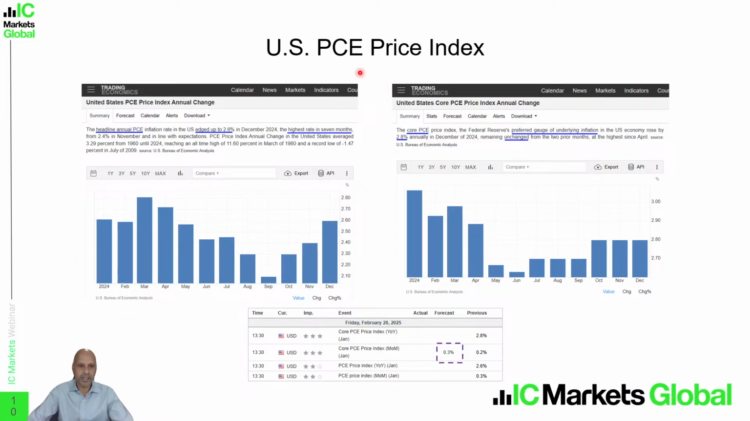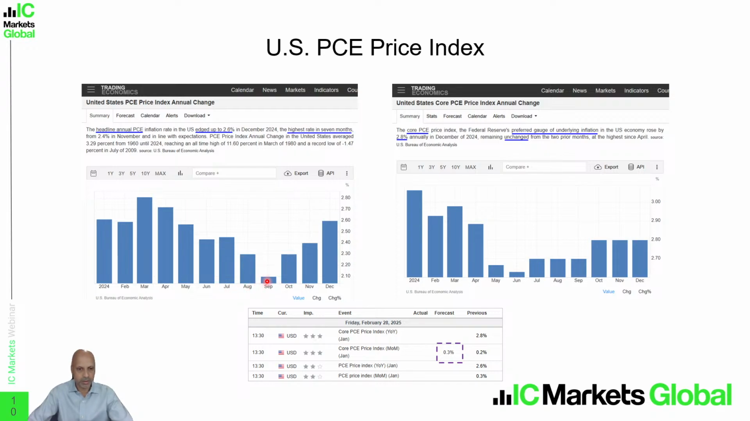Finally, on Friday at 1:30 p.m. GMT time, the PCE price index will be released. This is the personal consumption expenditures index, and this is the Federal Reserve's preferred gauge of inflation. When we look at headline PCE, which is the chart on the left, and core PCE, which is the chart on the right, we can see the headline figure has accelerated since September.